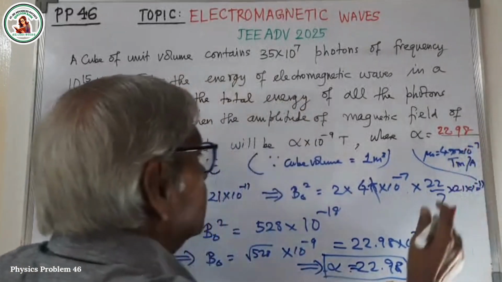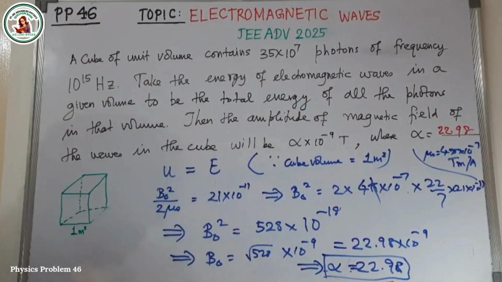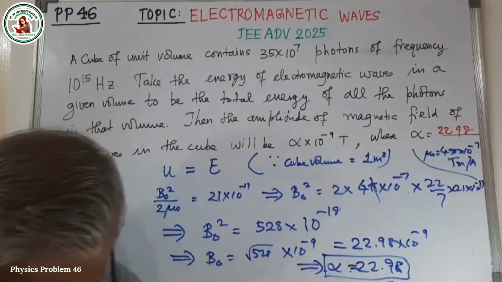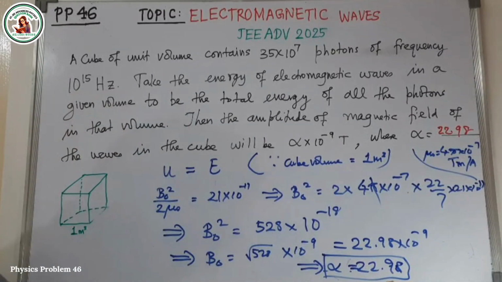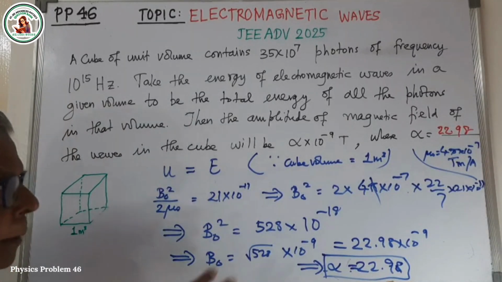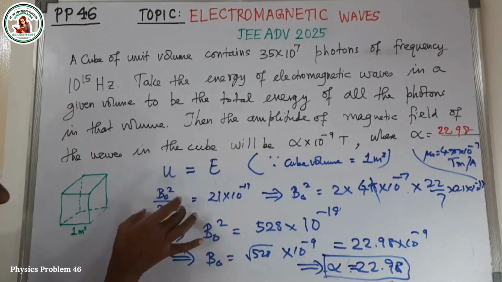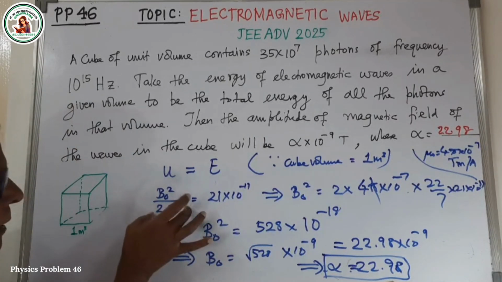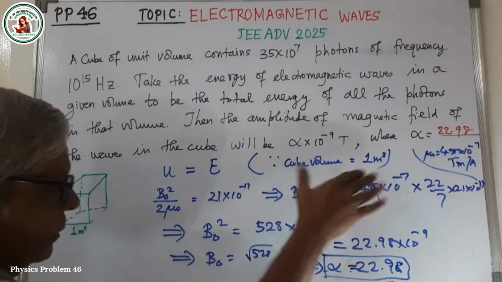So this is also a question with a numerical answer. With two decimal places, you have to express the answer. So we got the answer. There is no complication. Only this formula you have to remember. The energy density formula you have to remember. The rest is simple.